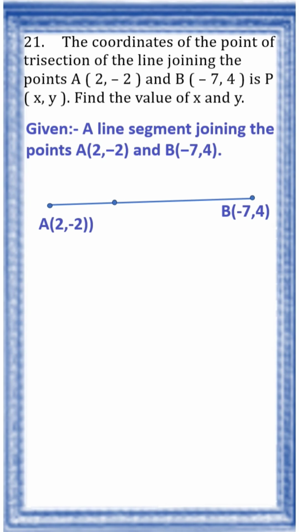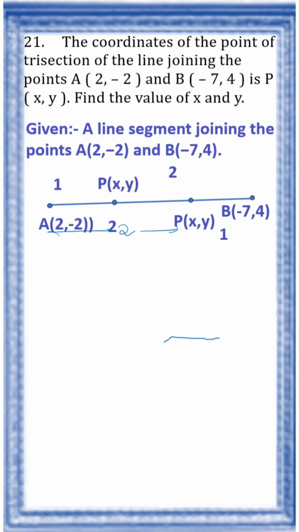Which divide the line into 3 equal parts. This point, let it be P(x, y) only. Here the ratio becomes 1:2, meaning 3 equal parts we have to divide. Another point, let this also be P(x, y). From here to here, what will it be? 2. So this one is 2, and this one is 1. Okay.